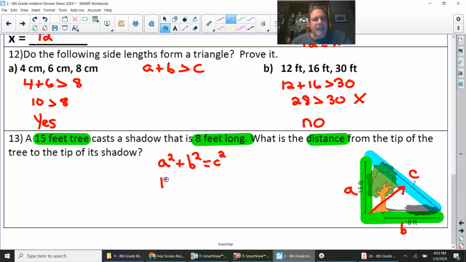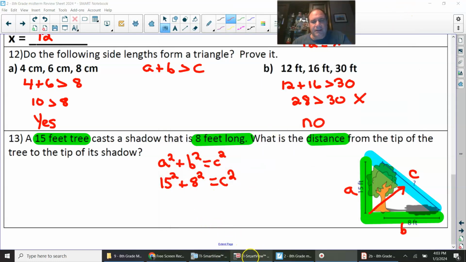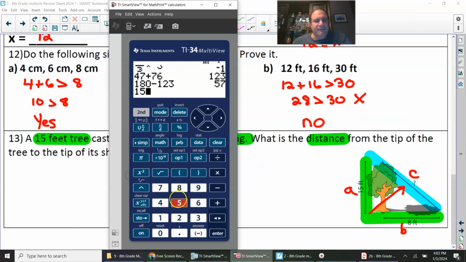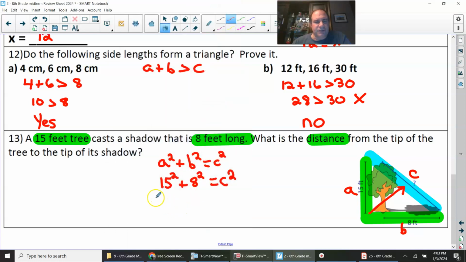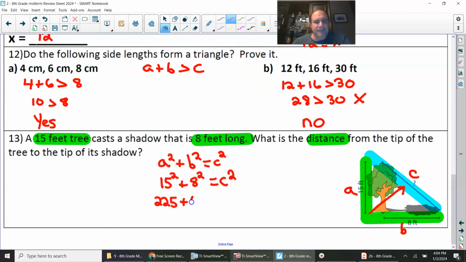Like I said before, A could be interchanged with B. So I'm just going to put A squared as 15 squared and B squared as 8 squared. C squared, because we're missing it. Wrong calculator. So 15 squared would be 15, and this is how you press the squared button right there, and enter. It's 225. 8 squared would be 8 times 8. That is 64, but I'll show you anyway. 8 squared, that's 64. And all of that equals c squared.